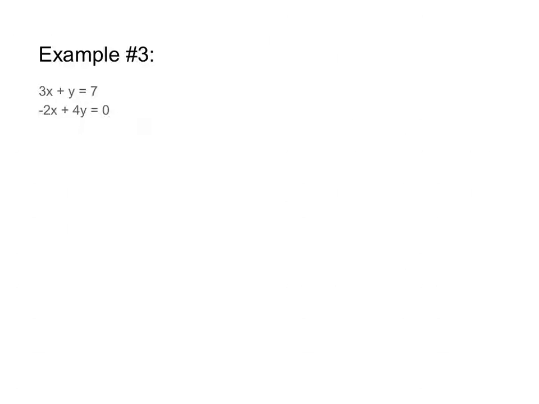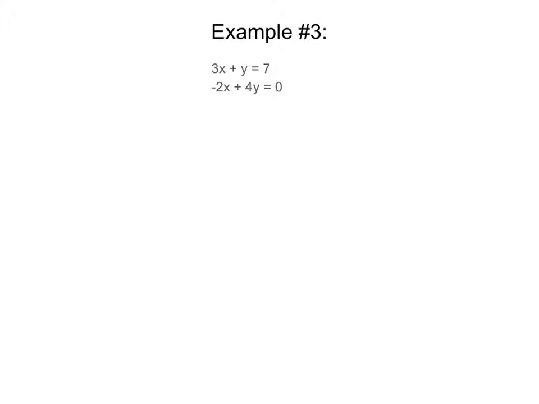All right, so let's try this now with another example. And you can see in this one, we don't have one of the variables already isolated. So our first job is to decide which variable we want to isolate. When deciding which variable to isolate, look for the variable that has a coefficient of 1 or that does not have a coefficient in front of it. So if I look at what I have here, the one with a coefficient of 1 or no coefficient is this y right here.